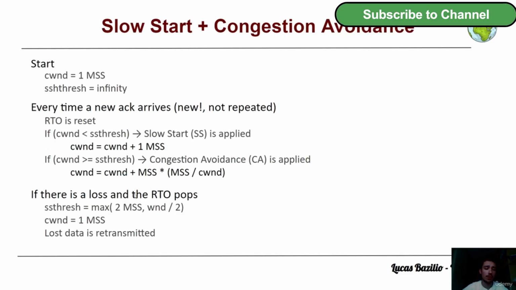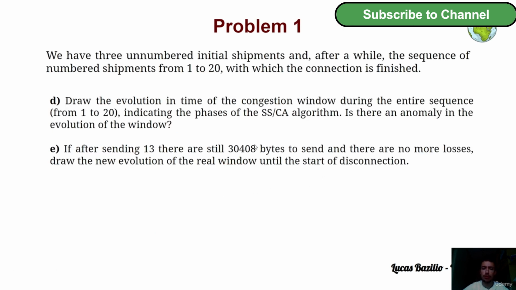Remember, whenever there is a loss, whenever there is a retransmission, the retransmission timeout pops, and we set the congestion window to be equal to 1 maximum segment size. This will not happen because there will be no retransmissions, as this statement specifies. So first of all, let's reason with this information about the number of bytes we have left to send.